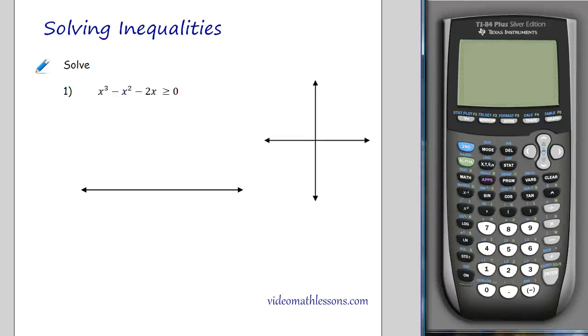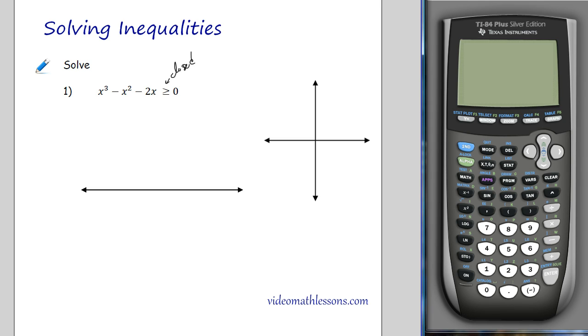So let's start. Number one, x cubed minus x squared minus 2x is greater than or equal to 0. All right, so first off, when I see this greater than or equal, I see this can be closed. So that's something you should be aware of. When we write a solution as interval notation, we're going to have closed, and those will be the brackets.